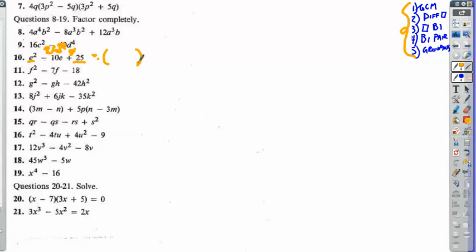So a square binomial will be a binomial squared. And so what is the square root of e squared? Well, it's e. What is the square root of 25? It's 5.